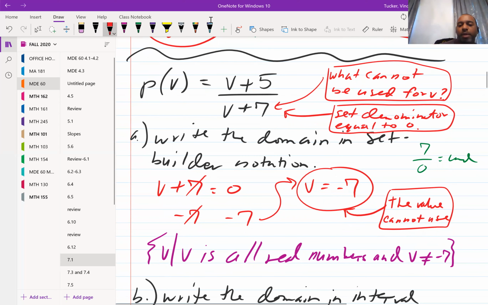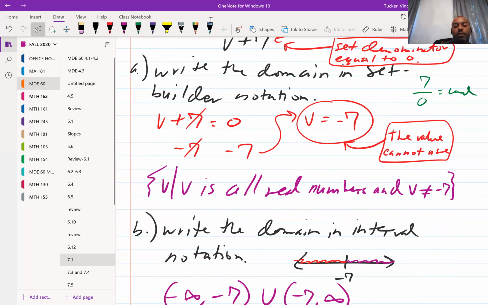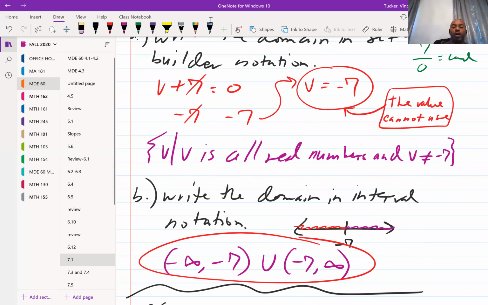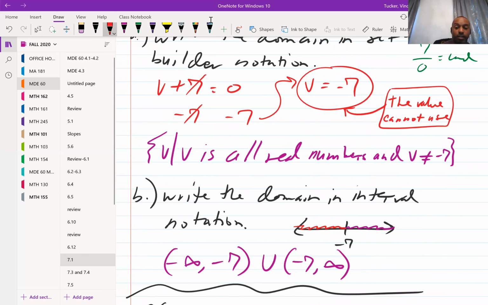Now it says write the domain in interval notation. So this is our interval notation. You have to give an account for each interval. This is just a generic number line right here, but we know we cannot use -7. I can use everything to the left of -7 and everything to the right of -7. I just cannot use -7. So this is how you would represent that.